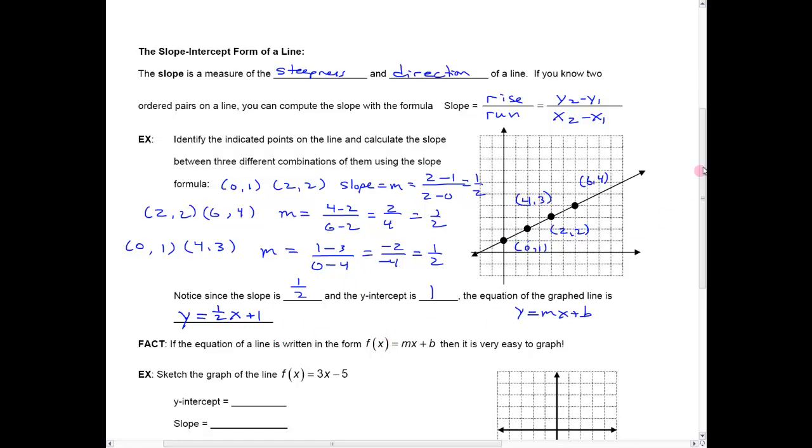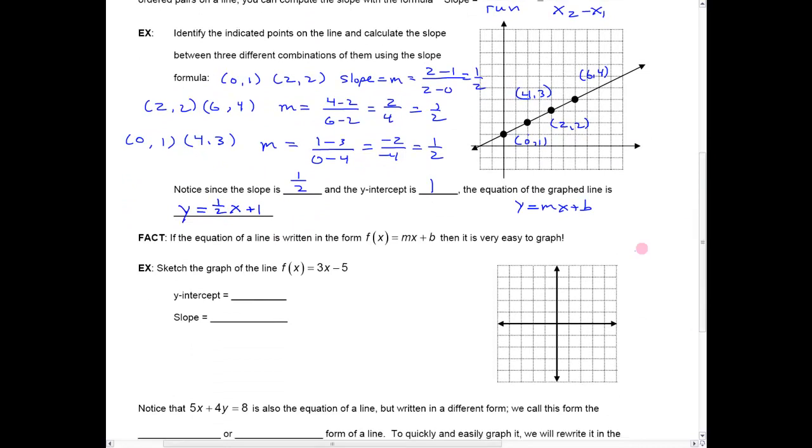Okay, so if a line is written in what we call the slope-intercept form, we call it slope-intercept because you can just look at the equation and say, hey, there's my slope and here's my y-intercept. Then it's very easy to graph.